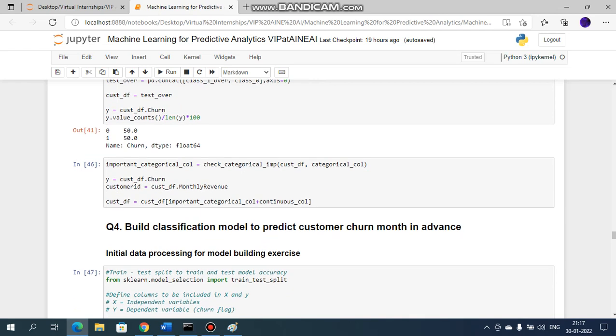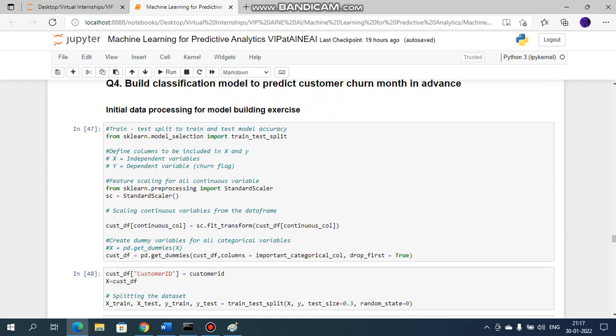Then we filter out the data frame to include the important categorical columns by invoking the function that we defined, and we also keep all of the continuous columns. Since each column has its own scale, we use standard scaler for standardization. We use the getDummies function to convert the categorical data to numerical data.